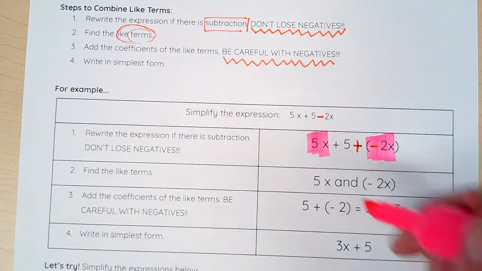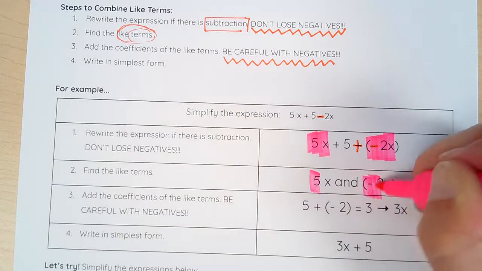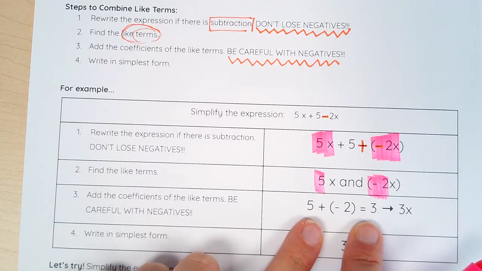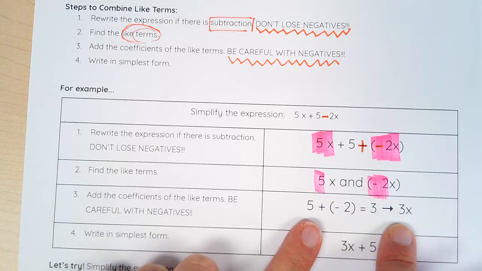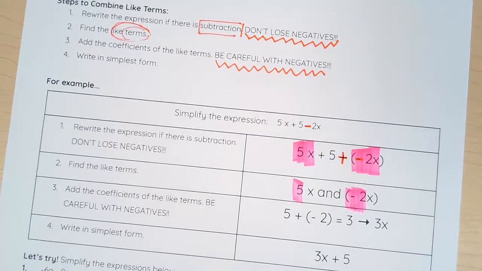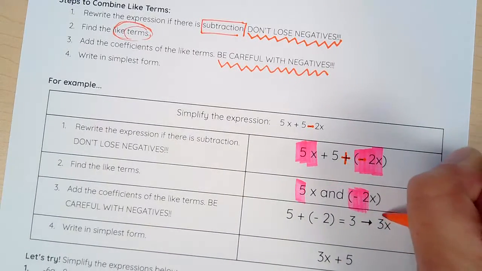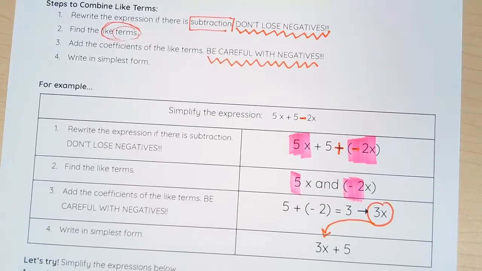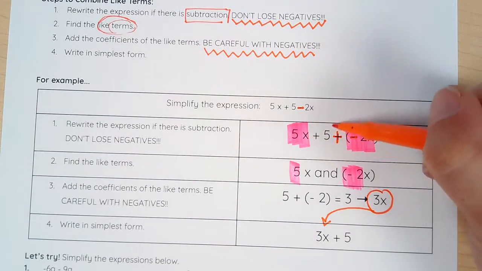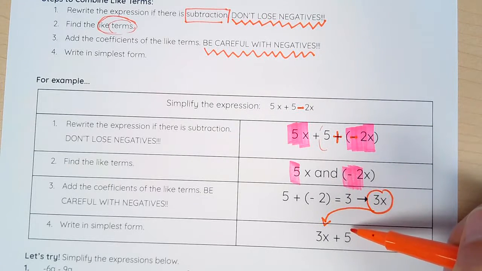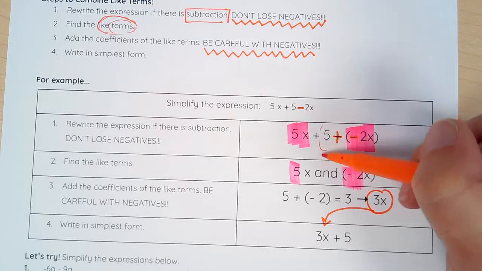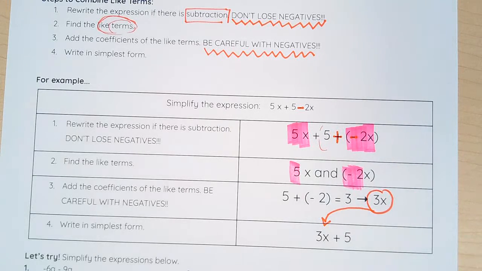So I take that 5 and that negative 2 and combine them, getting me 3, tacking back on that variable: 3x. Now I can take that 3x, stick it back into my expression, and I take my 5 from before and add that on, because I didn't do anything with that 5, but I can't lose it. So I take that 5 and stick it back in.